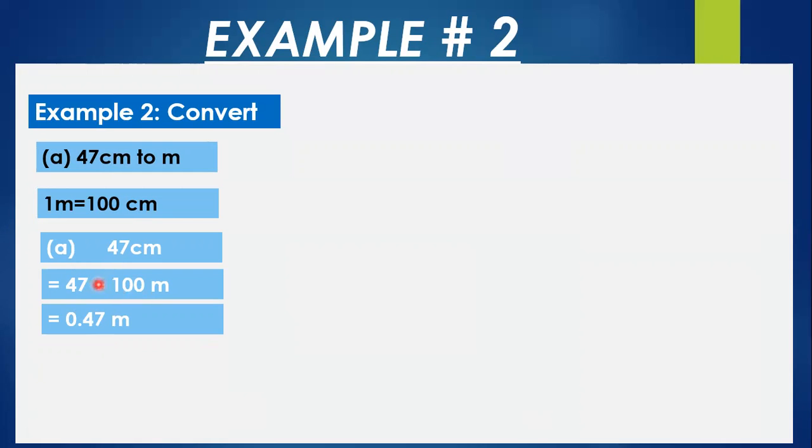When you divide any number by 100, what should we do here? We have to move the decimal towards the left. And how many digits? 2 digits, 1 and 2. So the decimal is here because this is a whole number. So 1, 2. You will get the answer 0.47 meters. Good. Take another example, 967 millimeters to meters.